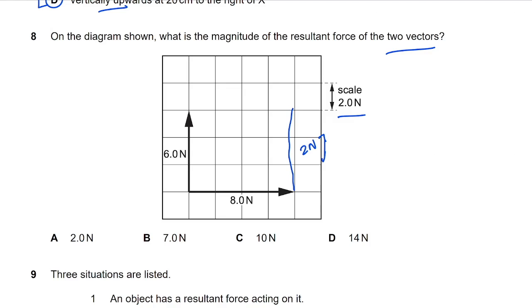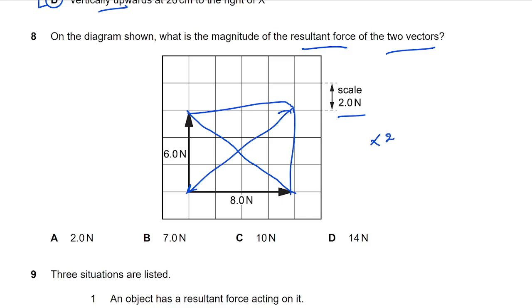So it is asking us, what is the resultant force? Now, to calculate the resultant force, you look at the distance from this point all the way to this point. Or you could draw a rectangle and do it from this point to this point. It's the same thing. You can measure with your ruler, and then you multiply it by 2 to find the newton scale. And you can see this will be 5 centimeters. So you multiply that by 2, and that would give you 10 newtons. So the answer would be 10 newtons for this.